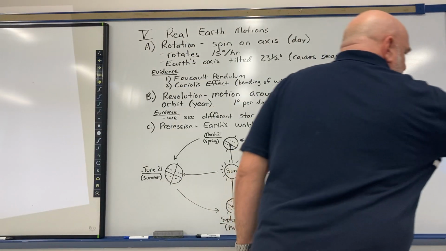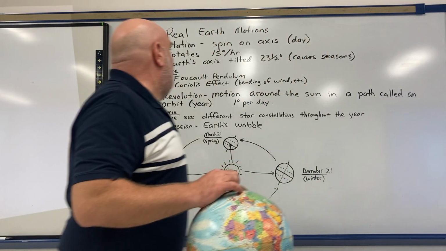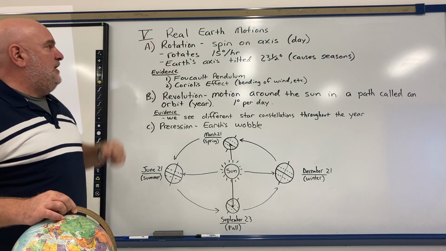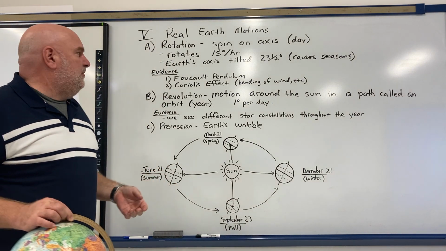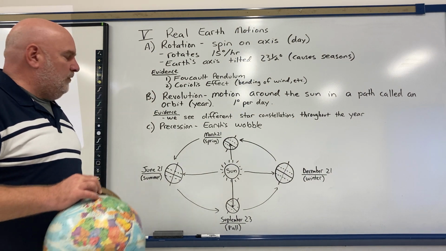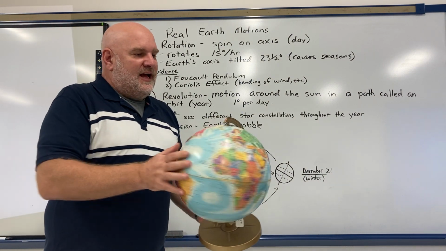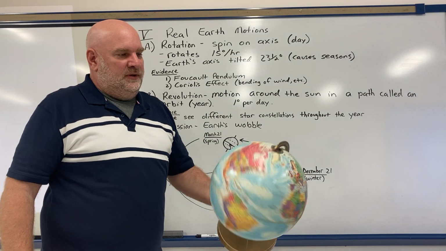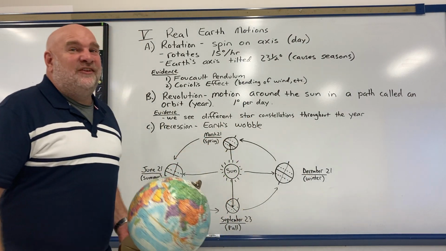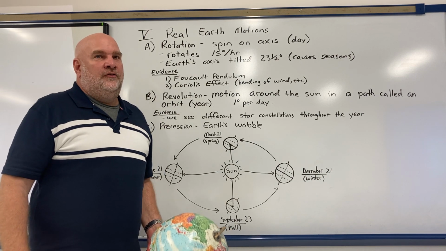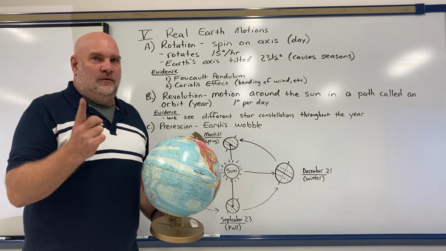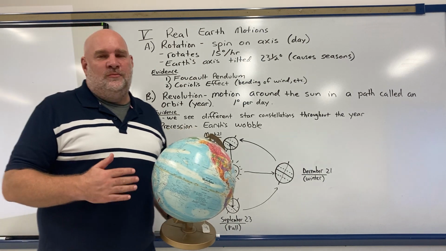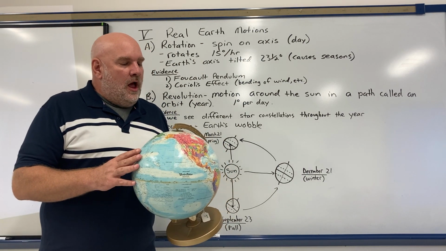Now, you don't hear about precession as much as you do about rotation and revolution. And the reason is, it takes a day for one rotation. It takes a year for one revolution. The amount of time it takes to complete one wobble, one precession, is about 26,000 years. So it takes a really long time to complete one wobble, and it doesn't really affect us too much during our lifespans.